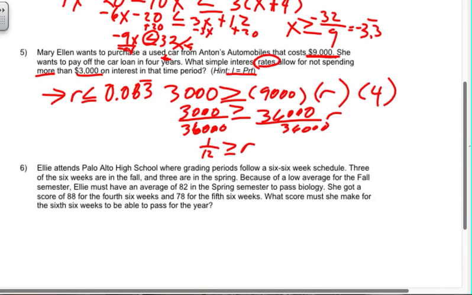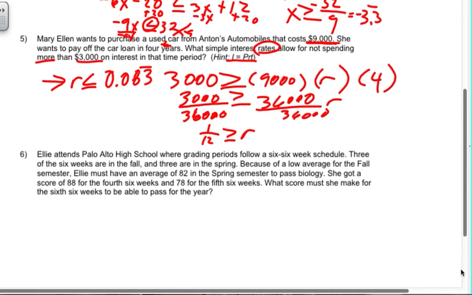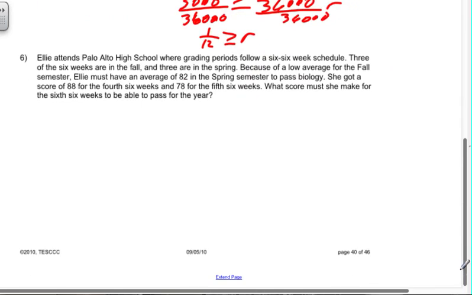Okay, number 6 is the last one we're going to work on. So she's going to this high school. They follow a six-week schedule, which is what we're doing too. 3 of the 6 weeks, 3 are in the spring. Okay. She knows she has to have an 82 to pass in the spring semester.